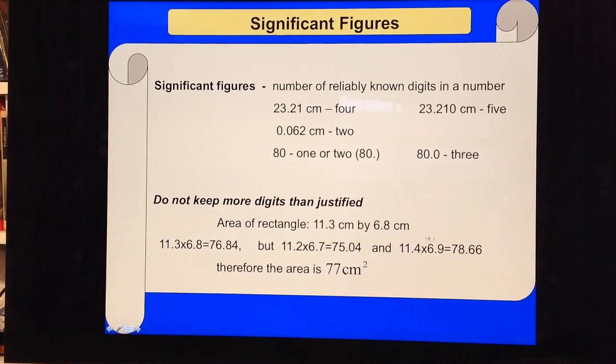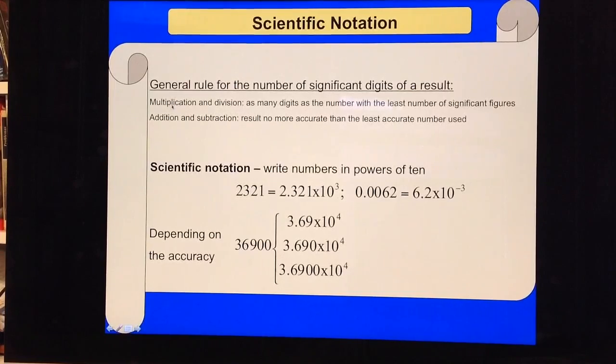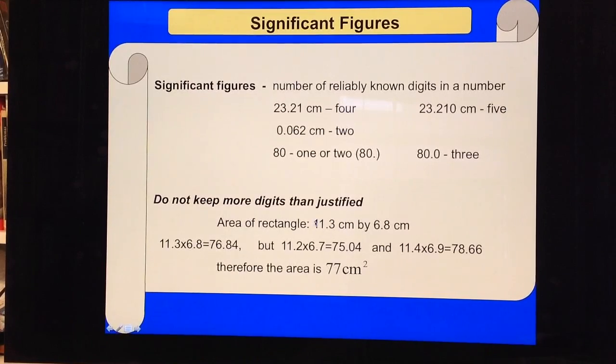If you didn't follow this too well, there is a rule for that, and the rule is the following: whenever you're multiplying or dividing numbers, use for your answer as many digits as the number with the least number of significant figures. That's what I did before. Let's go back. Here we have 3 significant figures. Here we have 2 significant figures. I multiplied and then I wrote my answer with just 2 significant figures.